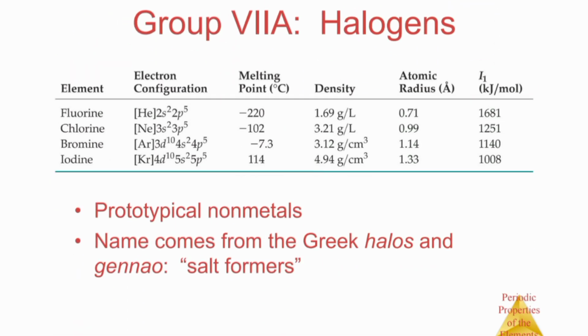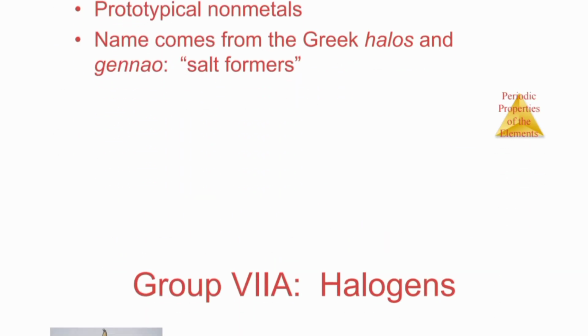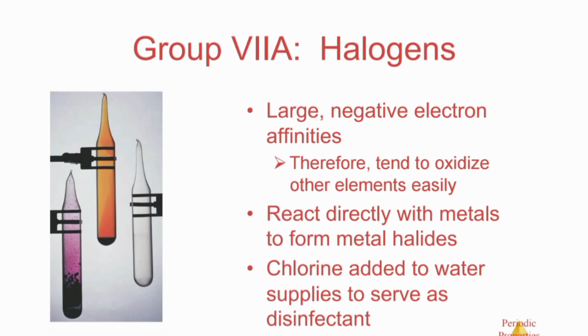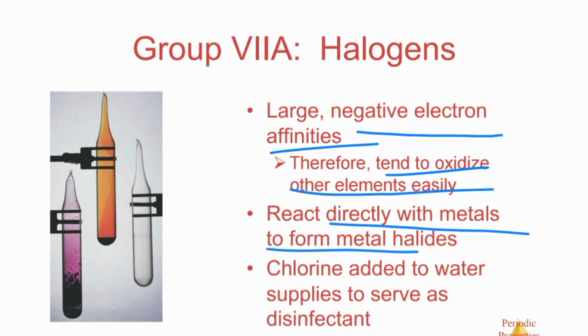Halogens, the prototypical non-metals, come from the Greek halos and genes, meaning salt formers. Group 7A halogens have large negative electron affinities, and therefore tend to oxidize other elements easily, reacting directly with metals to form metal halides. Chlorine is added to water supplies to serve as a disinfectant. They are oxidizing agents because they are reduced easily.